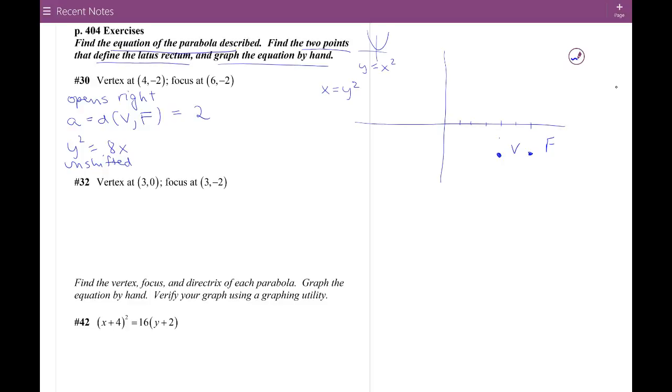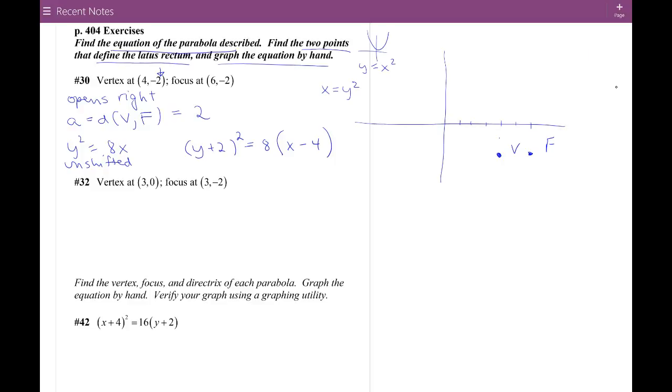So now we have to account for that the vertex isn't at the origin. So we replace y with (y plus 2) quantity squared because the y coordinate of the vertex is -2. And that equals 8 times (x minus 4). So then do a quick double check and make sure the vertex really is a point on the parabola. It makes the equation true.